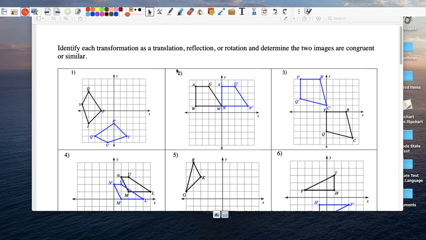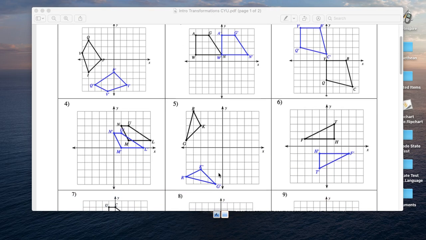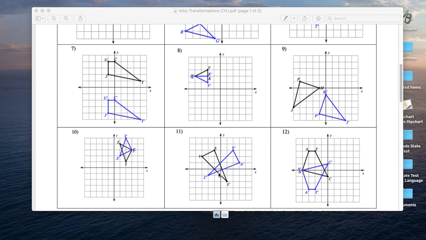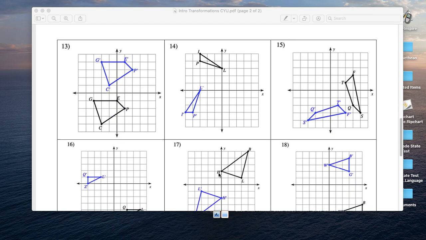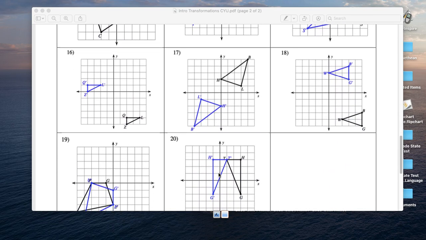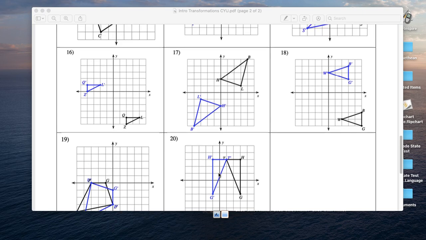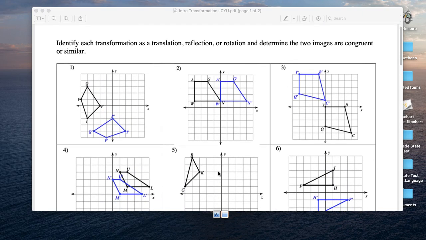First of all, let me go over these pictures, and you can tell just by looking that they're all exactly the same size. It doesn't seem like they have any dilation. So I'm going to start off by saying all the shapes here, from 1 to 20, are congruent, so we don't have to worry about any that are similar.